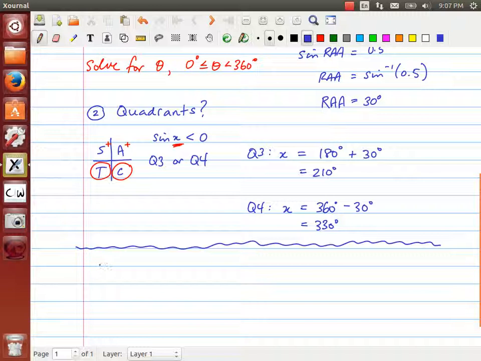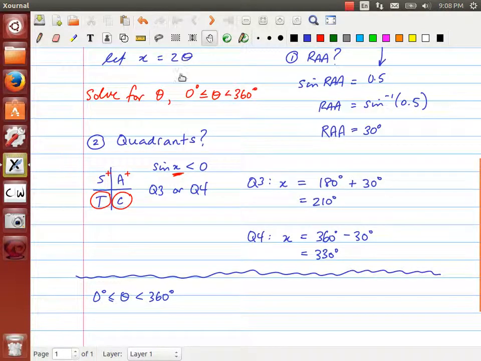Let me once again take this: 0 degrees is less than or equal to theta is less than 360 degrees. Well, if 0 degrees is less than or equal to theta is less than 360 degrees, but we made the change where x is equal to 2 theta, we're not really interested in theta when we are trying to decide about coterminal angles. We're actually interested in 2 theta. So what do I do to turn this theta into 2 theta? I have to multiply everything by 2.